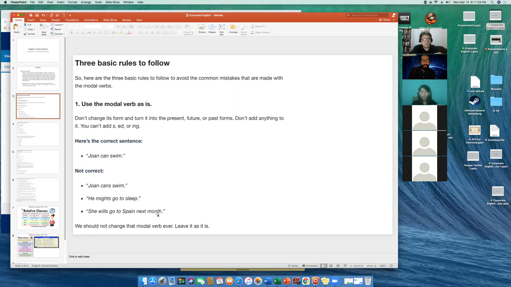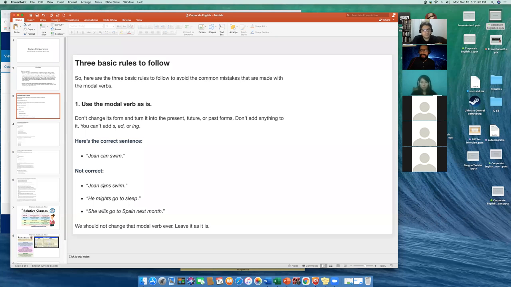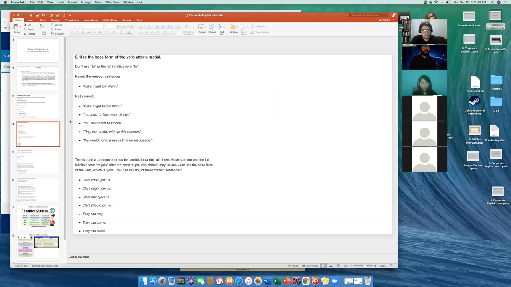Okay. The idea is for you guys not to add anything when you guys see a modal verb. All right. So we're going to talk a little bit more about that in just one moment. Number one is use the modal verb as is. Whenever you see a modal verb, leave it alone. Don't add anything to it. Try to stick to it as much as possible.